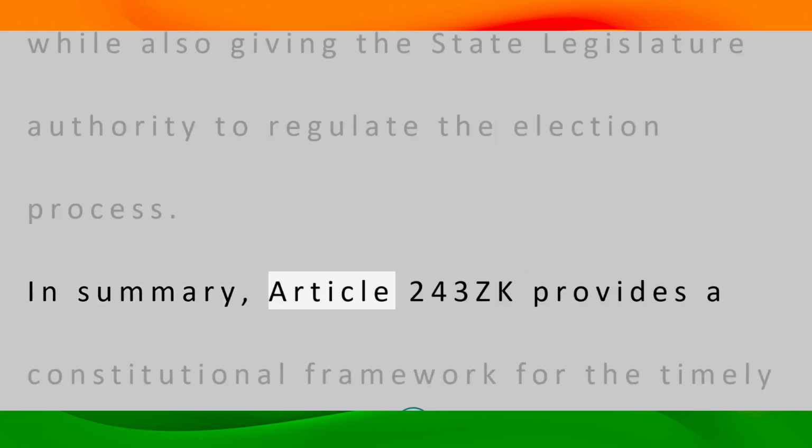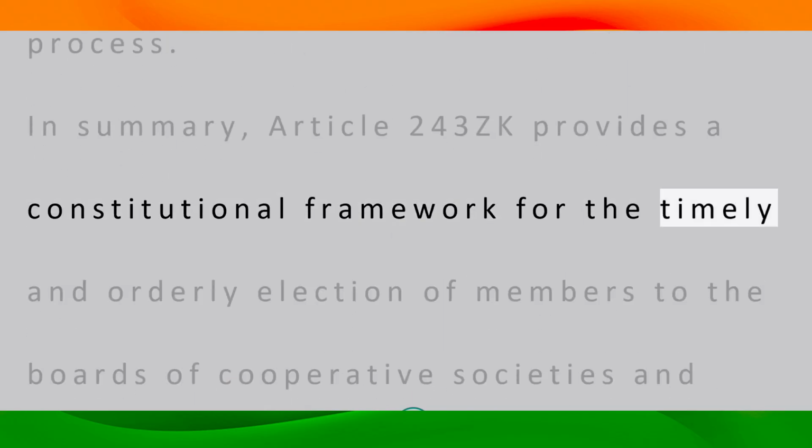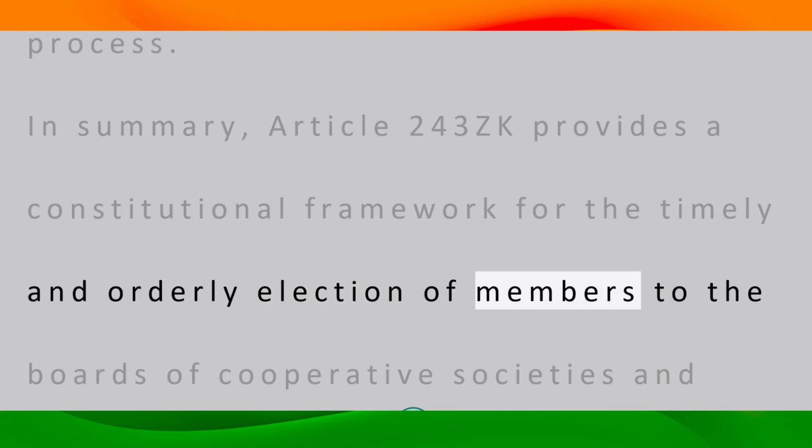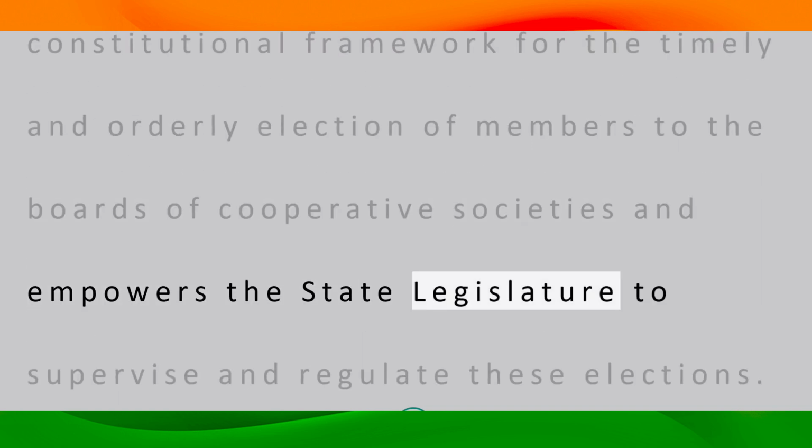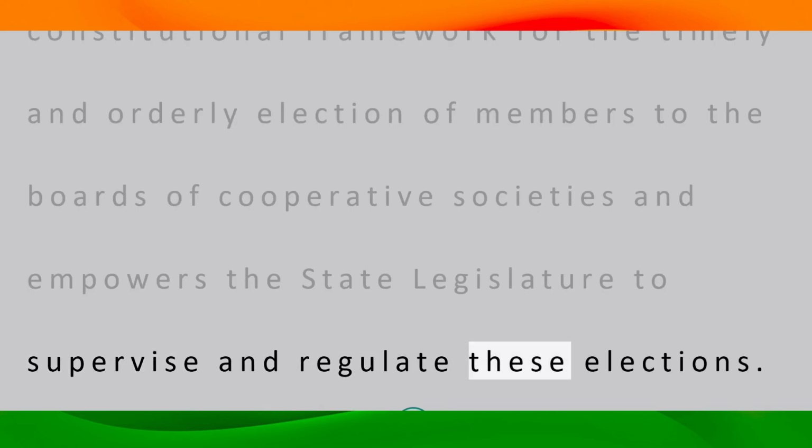In summary, Article 243ZK provides a constitutional framework for the timely and orderly election of members to the boards of cooperative societies and empowers the state legislature to supervise and regulate these elections.